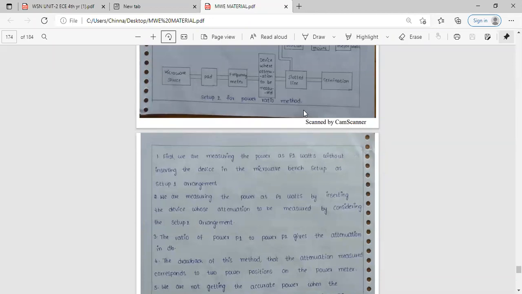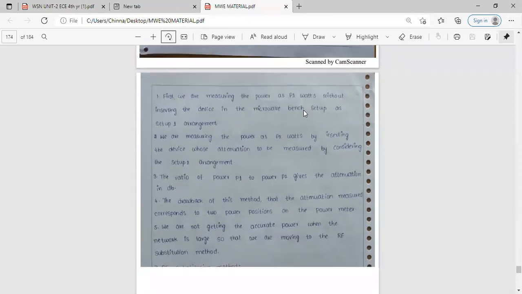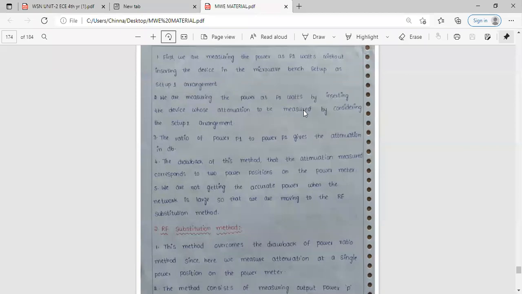Okay, the ratio of the powers P1 to P2 gives the attenuation in dB. And the drawback of this method is that the attenuation measured corresponds to two power positions on the power meter. Okay, two power positions of the power meter. So we are not getting the accurate power whenever the network is large. In larger networks we are not obtaining the actual, accurate power.